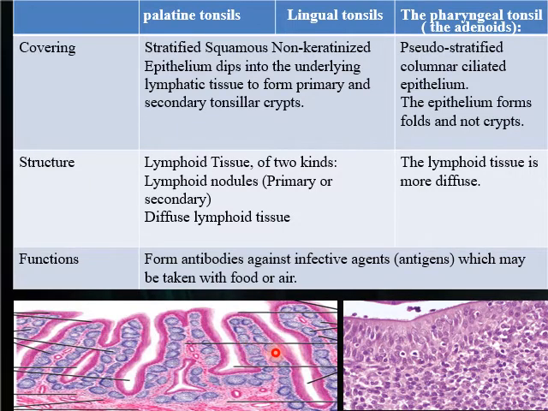Here we have lymphoid follicles and diffuse lymphoid tissue for the structure. Here we have more diffuse lymphatic tissue. The function of the palatine, lingual, and pharyngeal tonsils: all of them form antibodies against infectious agents like antigens, bacteria, and viruses, which may be taken in with food or air.